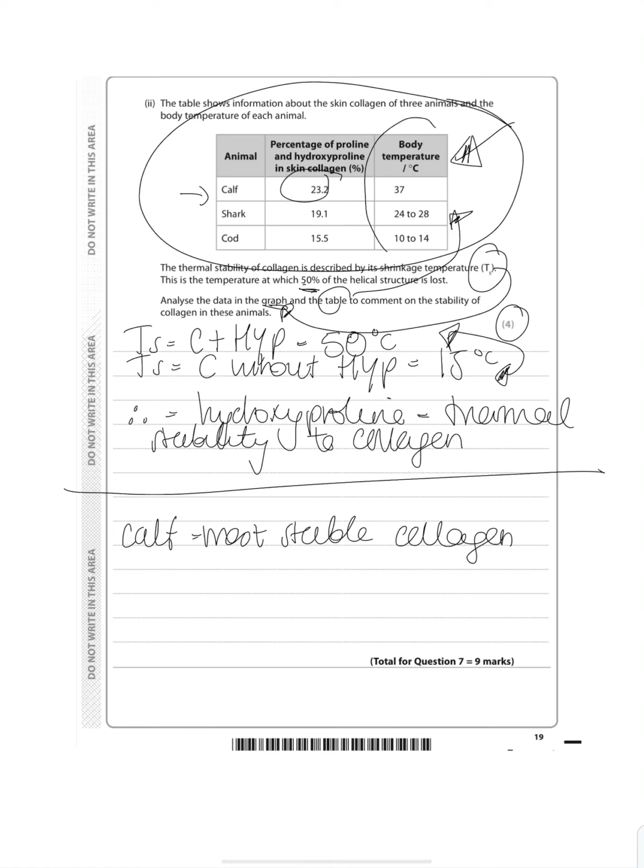Well, if we now look at the other row, it says that they've got the highest body temperature. And so now we make a link. Well, if they've got the highest body temperature, they need to be sure that their collagen won't break down. And so giving more hydroxyproline would mean more collagen that is thermally stable, and so it won't degrade, it won't break down. And so the calves, they'll have a high body temperature without their skin breaking down, because they've got hydroxyproline in their collagen, so it can stabilize the helical structures.